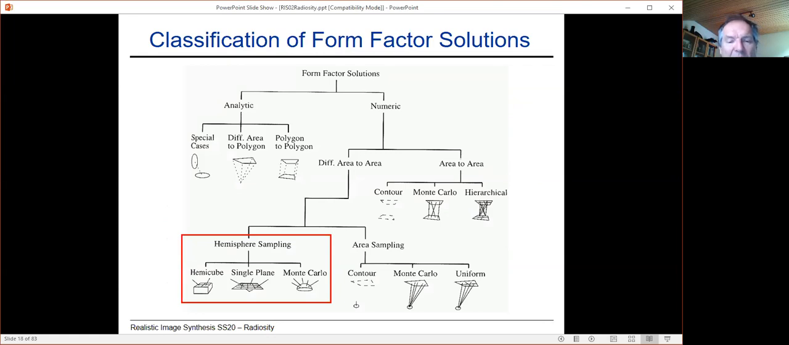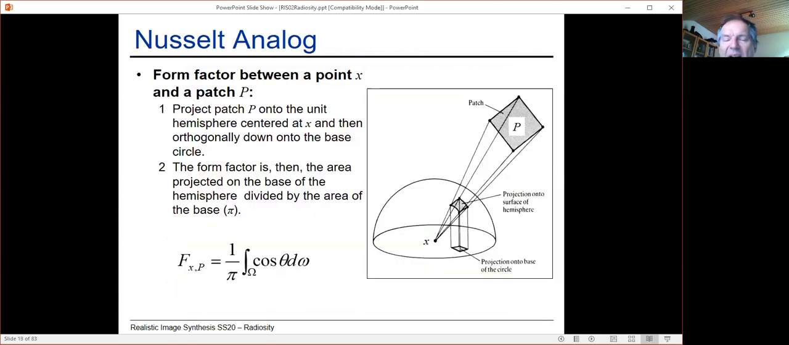Another approach would be hemisphere sampling. And I bring this approach because maybe in the exercise we'll have a similar problem to solve, but also this bridges form factor computation and the use of GPU. You can use GPU hardware to speed up computation of form factors. So let us start from the so-called Nusselt analog. Essentially the idea is that we want to compute the form factor between this differential element and this patch element. And you can achieve it in the following way. This is not what we do computationally. This is just to build some intuition.